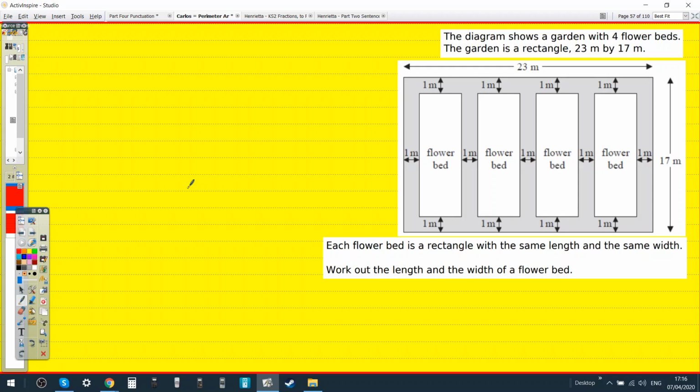Look at the length and width of a flower bed. Okay. Each flower bed is a rectangle with the same length and with the same width. Work out the length and the width of a flower bed. The diagram shows a garden with 4 flower beds. The garden is a rectangle.